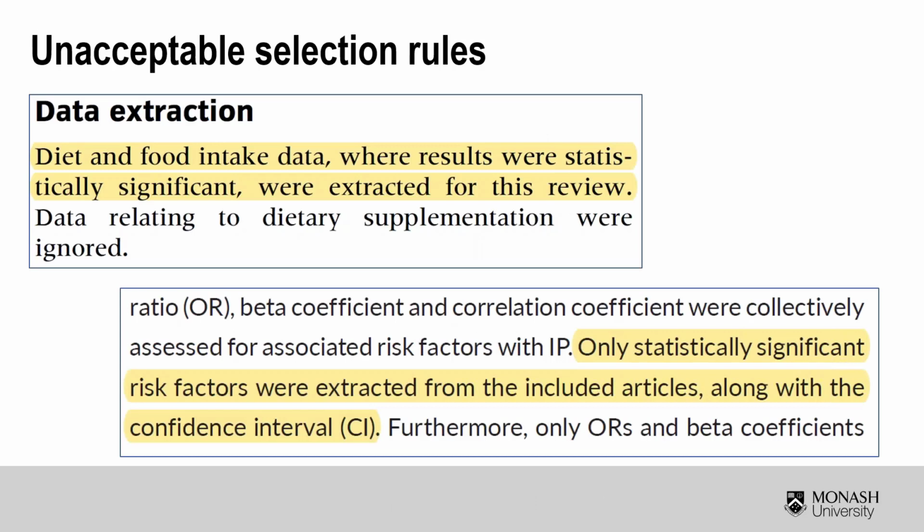I managed to come across a couple of selection rules which I definitely admire the transparency of, but I'm pretty appalled by the nature of the rule itself. So, for example, in the top example, the authors have been very honest with us in claiming that diet and food intake data, where the results were statistically significant, were extracted for the review. Or in the second example, the authors have once again stated that we only really focused on the statistically significant risk factors to include in our review.